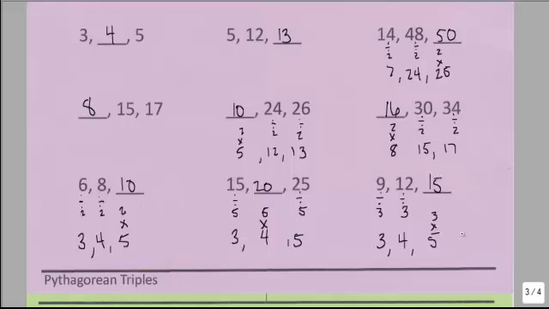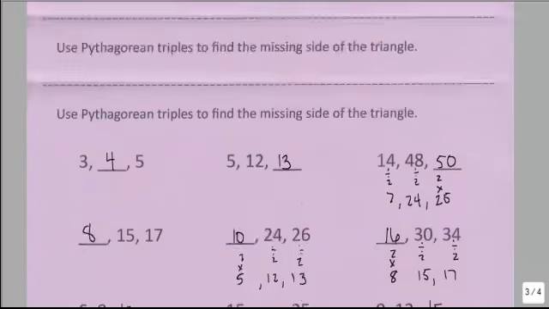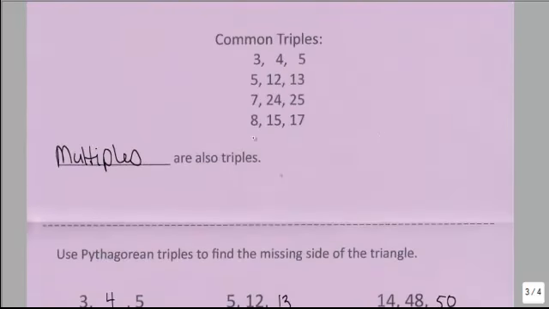So that's kind of how you have to think of triples. Really, you need to memorize these 4 if you can. It will make solving problems a whole lot easier, because then you won't have to do the Pythagorean theorem. You already know what that last term is.